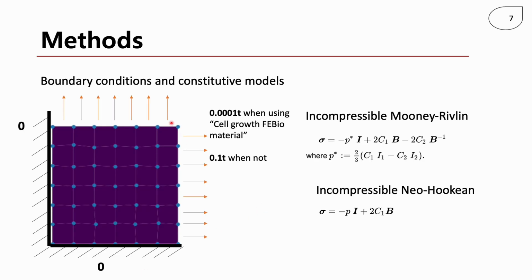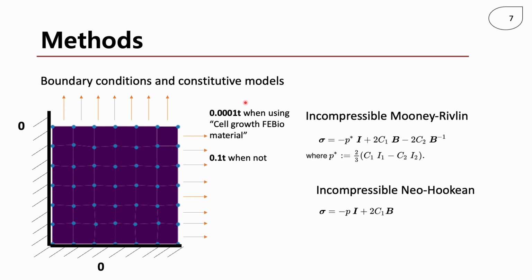So this is my geometry and my boundary conditions. For these nodes, I consider this one as a displacement when using the cell growth FEBio material, and this one when I didn't code with this material from FEBio.